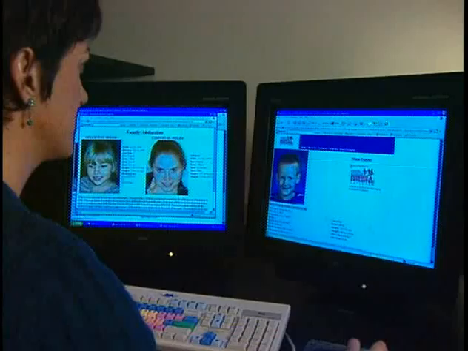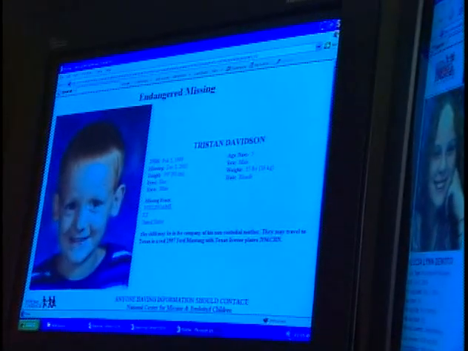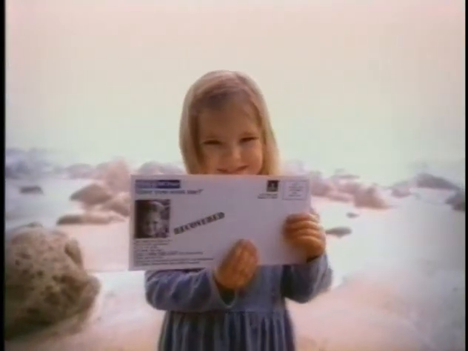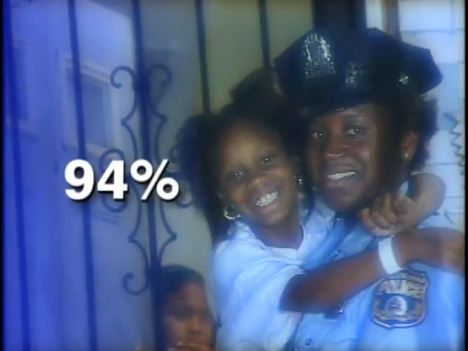We have 11 federal officers assigned to the National Center: FBI, Secret Service, U.S. Customs and Inspection, U.S. Marshals, Postal Inspection Service. All of these resources available through one phone call. Being able to tie all these resources together has allowed us to increase our closure rate from in the 70s percentage to now in the 90s percentage over the last 10 years.